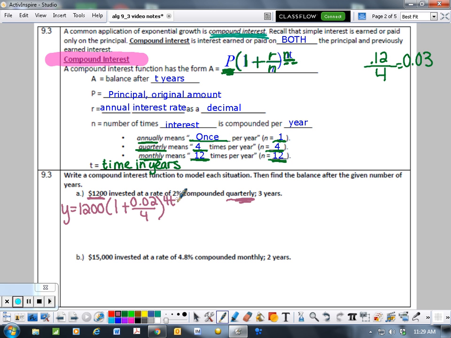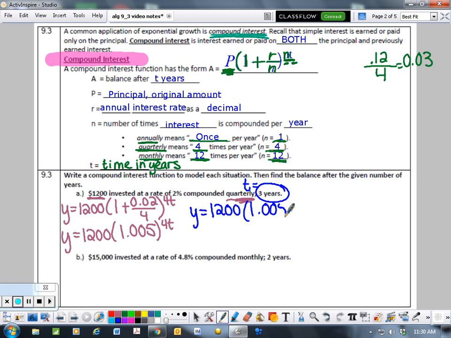So we're going to go ahead and simplify this a little bit. This is 1,200, and I'm going to do 0.02 divided by 4. So this is really 1.005 to the 4t power. So there's my function. Now I'm going to calculate that value after 3 years, so I'm going to plug in 3 for t. So y equals 1,200 times 1.005 to the 4 times 3, which is the 12th power. Now I'm going to calculate 1.005 to the 12th power.